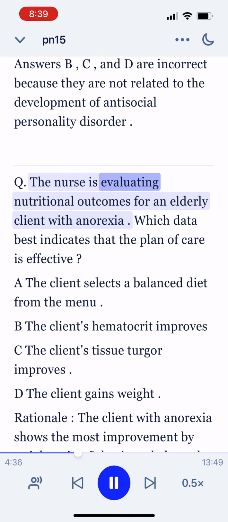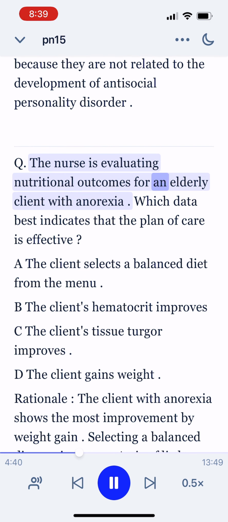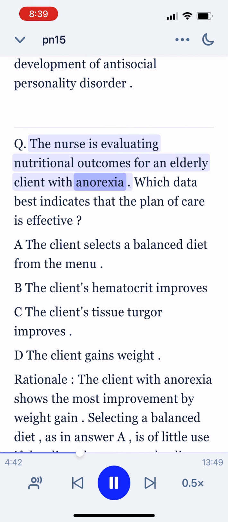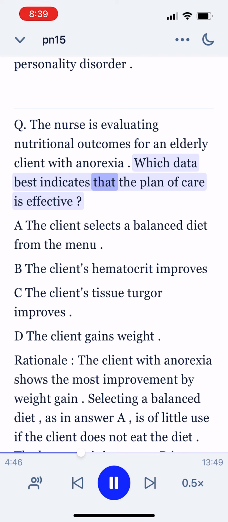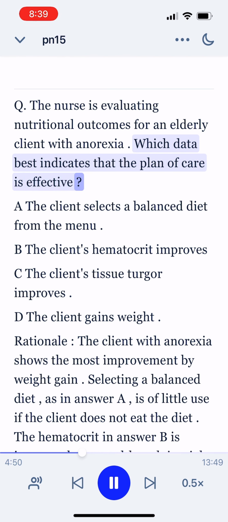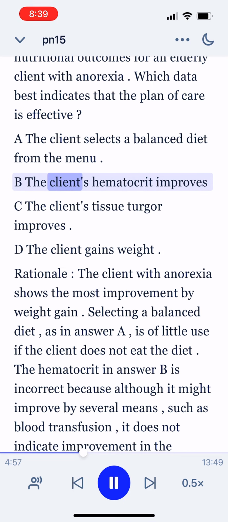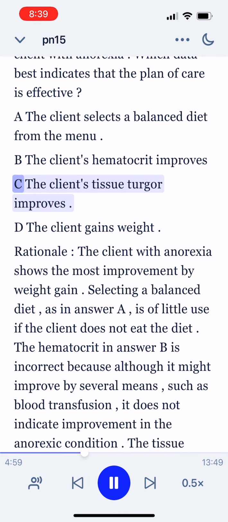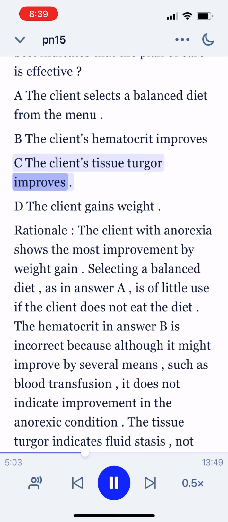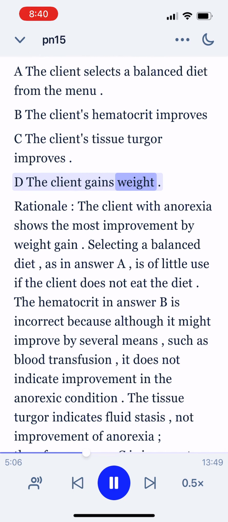The nurse is evaluating nutritional outcomes for an elderly client with anorexia. Which data best indicates that the plan of care is effective? A. The client selects a balanced diet from the menu. B. The client's hematocrit improves. C. The client's tissue turgor improves. D. The client gains weight.